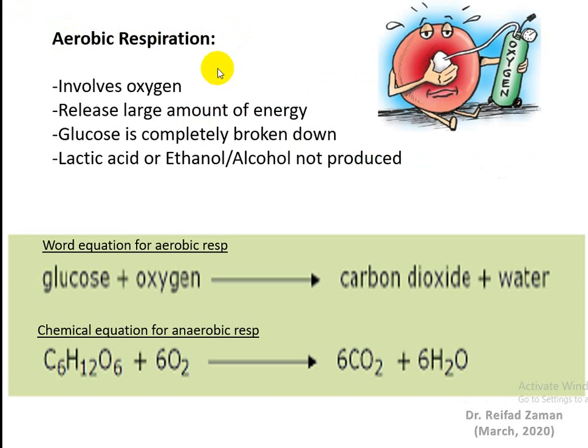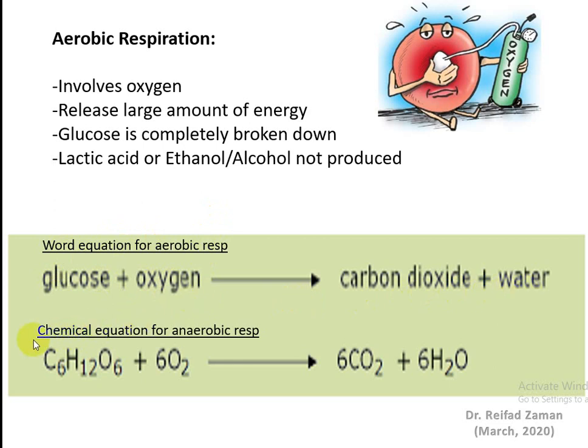So, like I have already mentioned, aerobic respiration involves oxygen. Now, since oxygen is involved, it breaks down the glucose more completely. You can see in this reaction, the first one is a word equation for aerobic respiration. Here, the glucose is combining with oxygen and producing carbon dioxide and water.